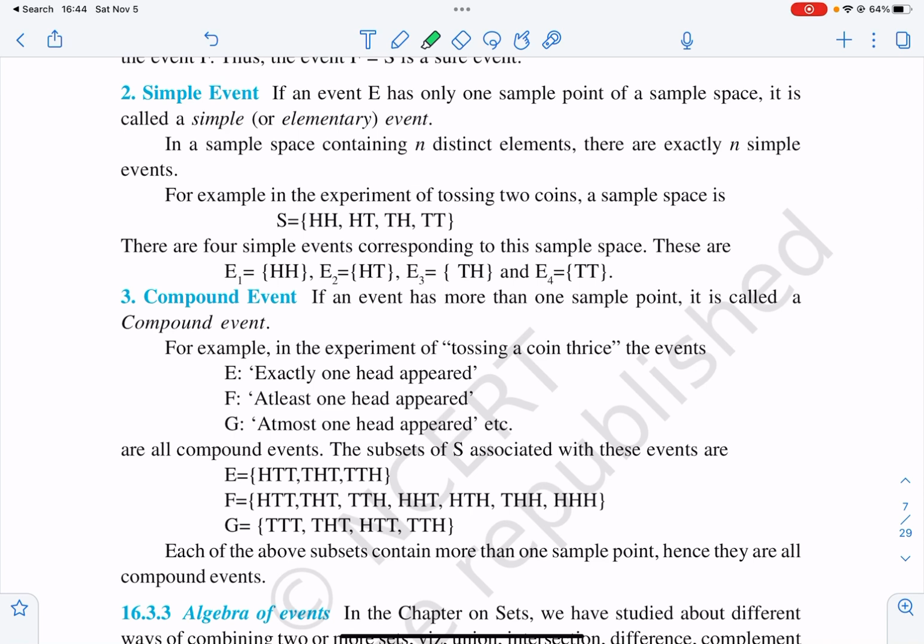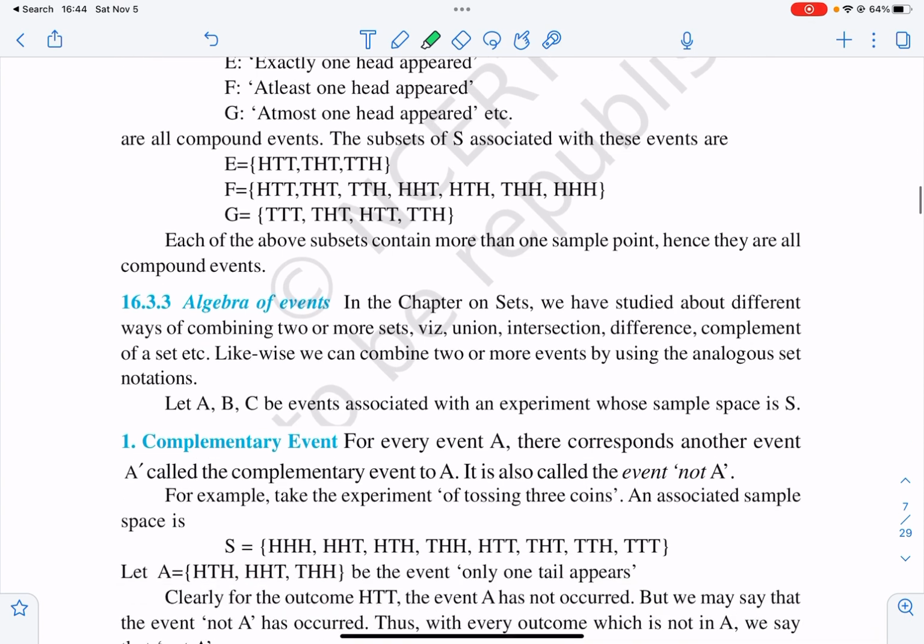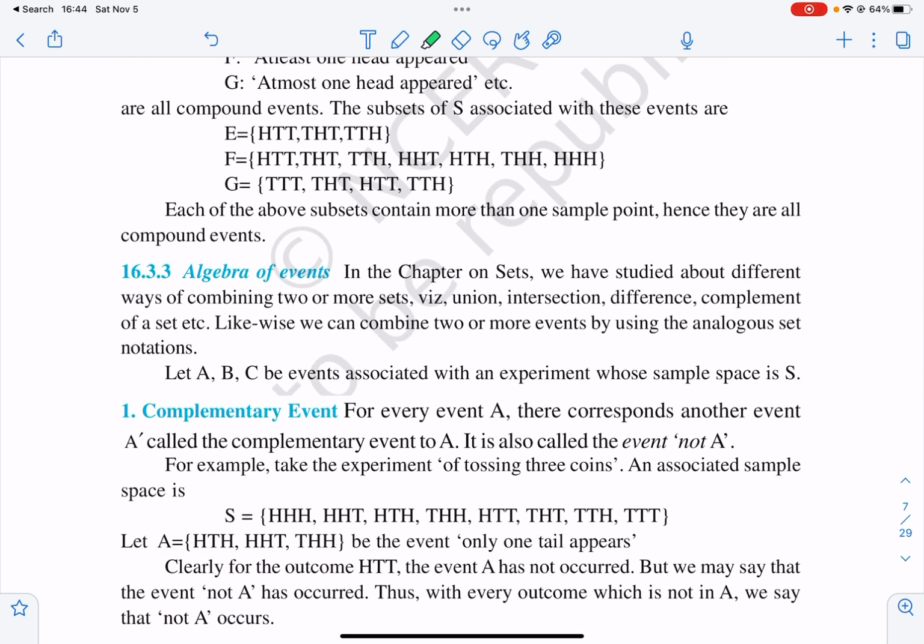Then the other types of events are a simple event and a compound event. A simple event is exactly one sample point, whereas a compound event will probably have more than one sample point. So we will go into the details, right? And now here is the interesting thing. Just like we learned addition, subtraction, multiplication, division of numbers, we did that with algebra. In the same way, we could do operations on the events, and that is what we call the algebra of events. So we will look at how we start playing with these events.